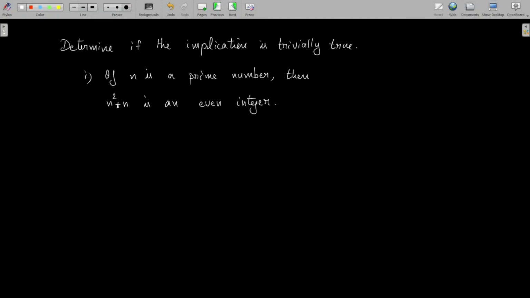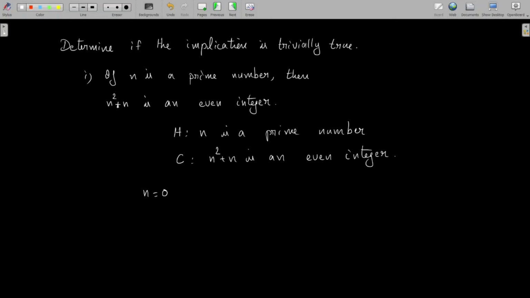The implication is: if n is a prime number, then n square plus n is an even integer. Here the hypothesis H is n is a prime number and the conclusion C is n square plus n is an even integer. Here consider the conclusion. If n equal to 0, then n square plus n also equal to 0, which can be considered as even.